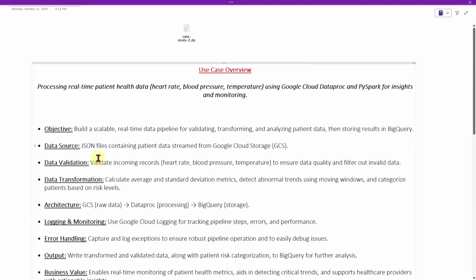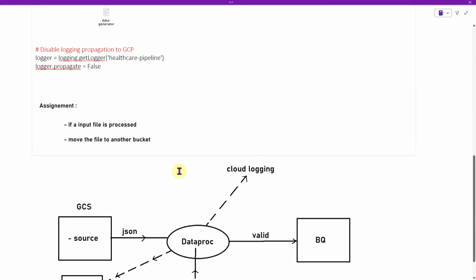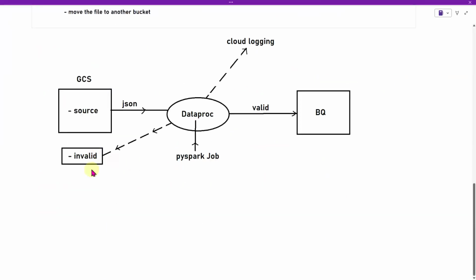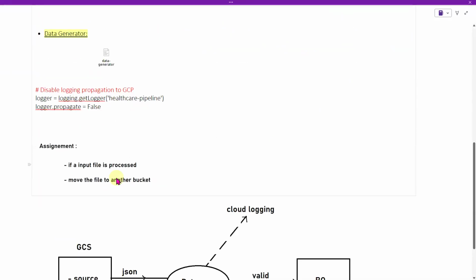In this case study, we are going to incorporate everything: data validation checks, data transformations, logging and monitoring, error handling. All of these things we are going to keep. So this is a simple architecture. Invalid records are written back to this one, cloud logging, valid records are written to BigQuery, and we are dealing with the JSON data in this particular example. And you have an assignment also here.